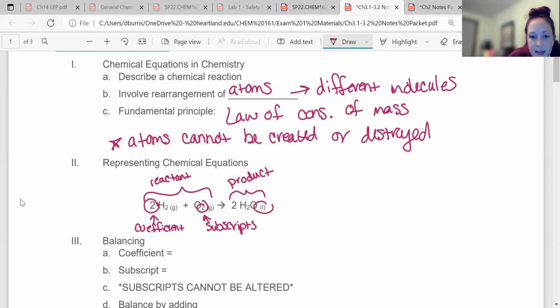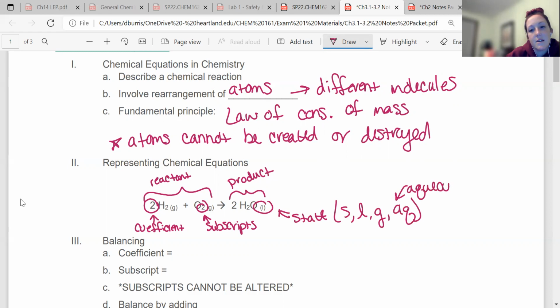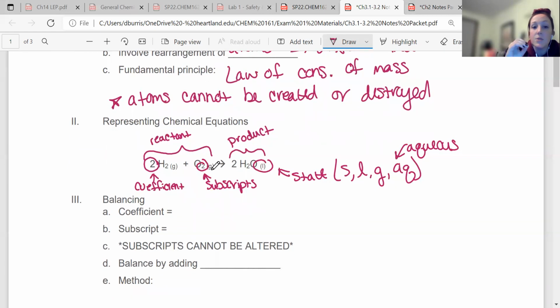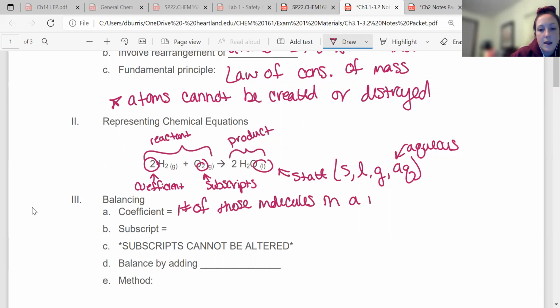And these little letters in parentheses here tell you the states of matter. So you can be solid, liquid, or gaseous, or the other one I'm going to add is aqueous, which means it's dissolved in water. Those are the states. The subscripts tell us how many atoms are in that molecule, and the coefficient tells us the number of those molecules in the reaction. I abbreviate reaction RXN, just so you know.